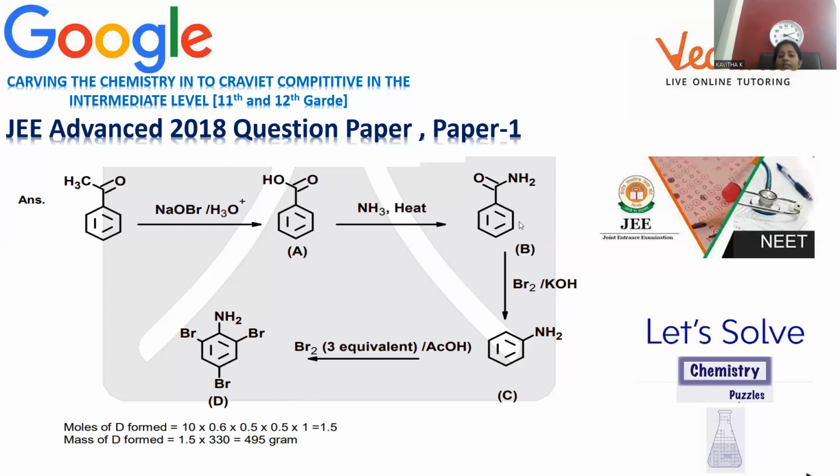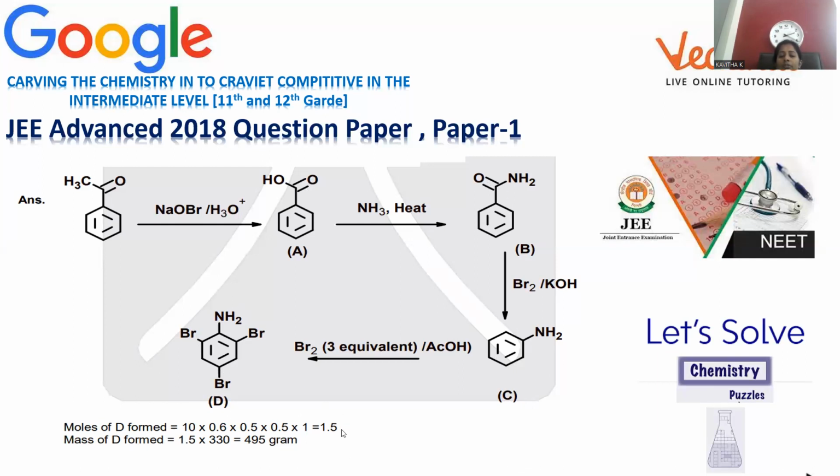And here 50%, that's why 0.5. Again 50% is 0.5. This is 100%, that's why 1 is mentioned over here. 1 divided by 100 means 1 only. So 10 into 0.6, into 0.5, into 0.5, into 1 becomes 1.5. The number of moles of final product D, tribromoaniline, formed is 1.5 moles.